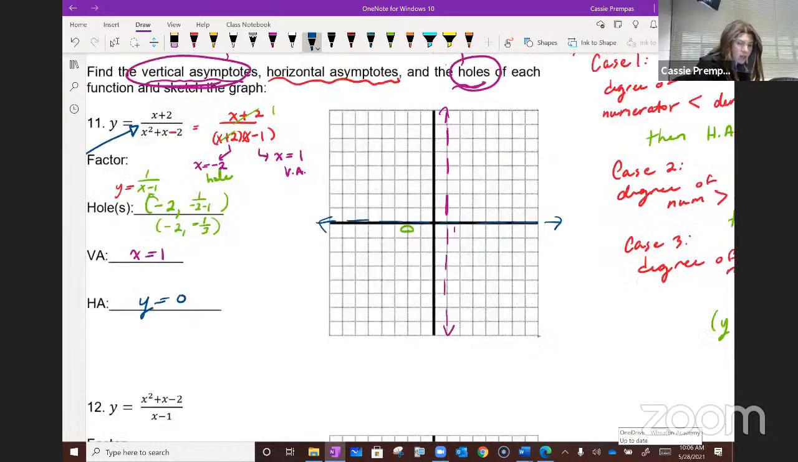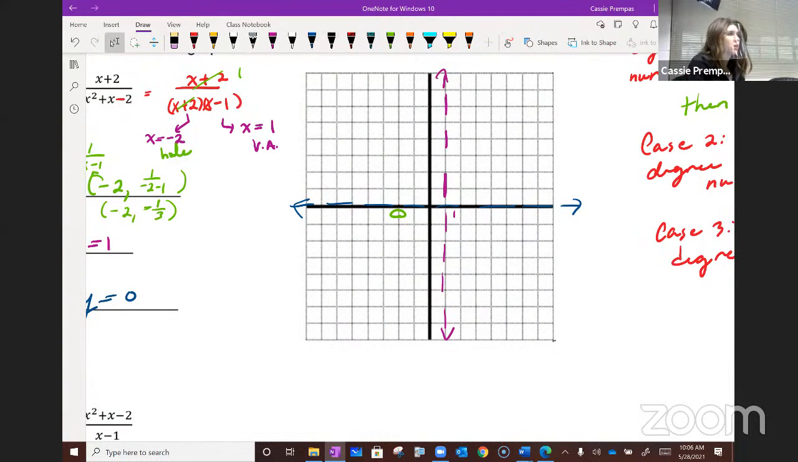Now, the last thing I have to do is see where this graph sketch is going to be. Is it going to be up here? Down here? Up here? Down here? How do I figure out where it's going to be? Emily?